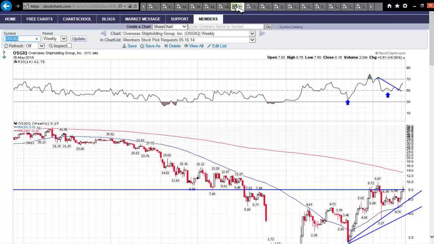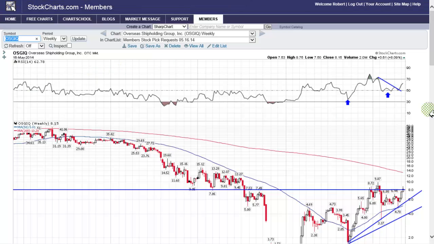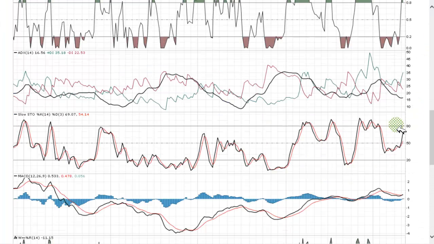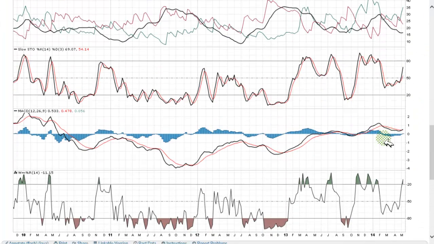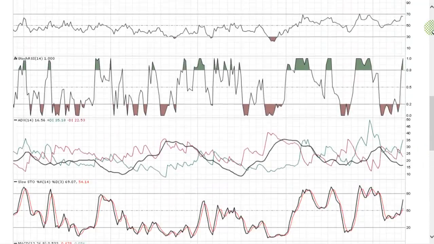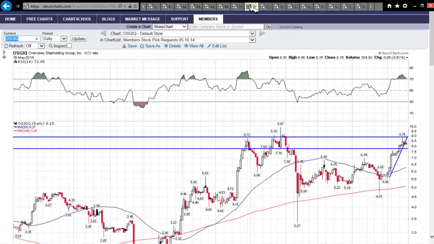Next stock up is OSGIQ. This is an OTC stock, Overseas Shipping Group. The weekly chart is looking really good with the exception of the topping tail last week. It closed off the highs of the week. Other than that, the RSI is breaking out on a weekly basis. It's putting in higher lows on the slow stochastics. MACD went positive last week, higher lows on Williams percent R. So an interesting stock. It's looking fairly good.